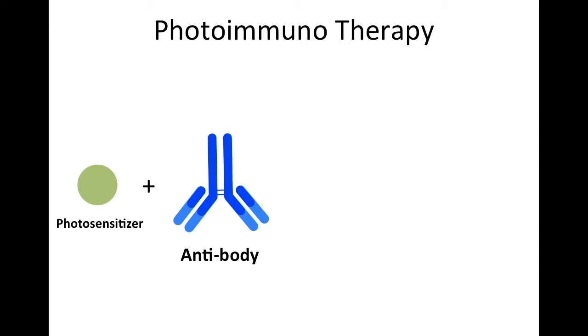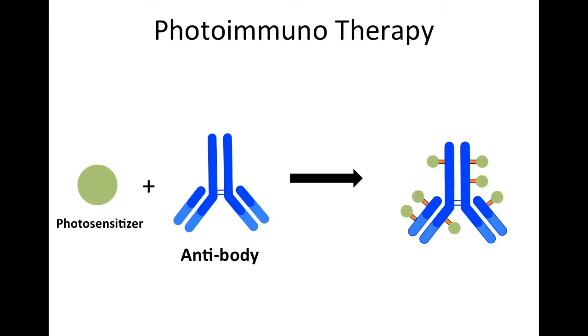Photoimmunotherapy combines these two distinct treatments. By chemically attaching photosensitizers onto a targeted antibody, we can deliver the photosensitizer only to cancer cells while leaving the healthy ones alone. We call this construct a photoimmunoconjugate, or PIC.